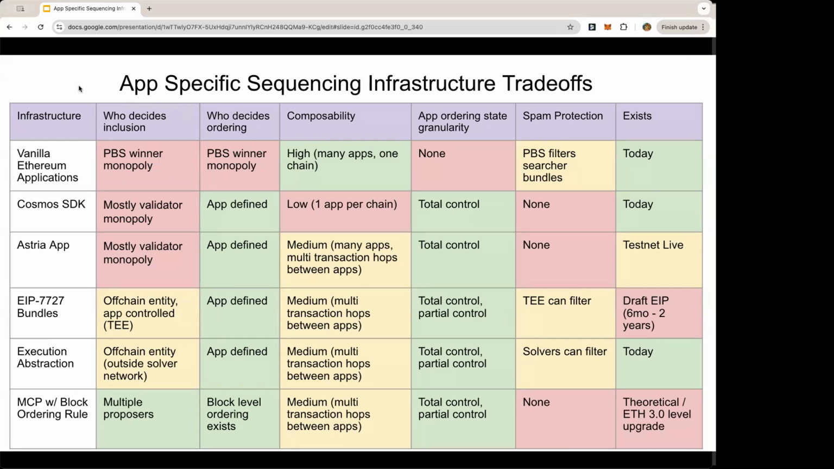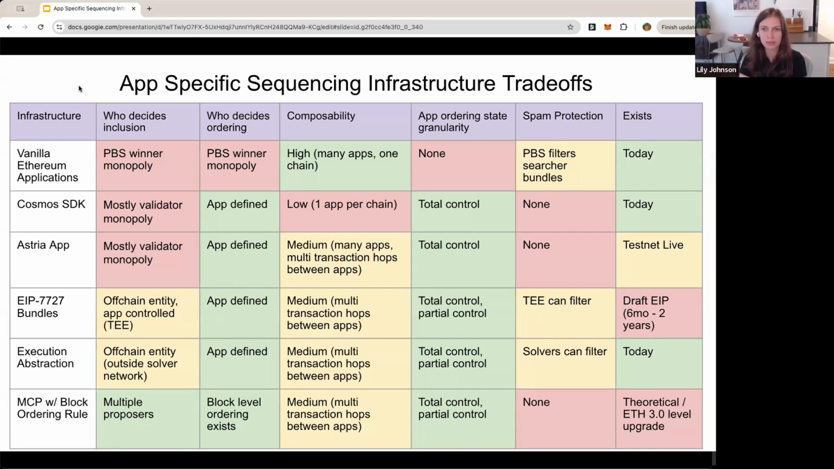And sorry, the assumption there is builders do this in order to build up a good reputation. If they screw around with this and include failed transactions, people will submit to them less or trust them less, right? Yeah, definitely. It's reputation based.